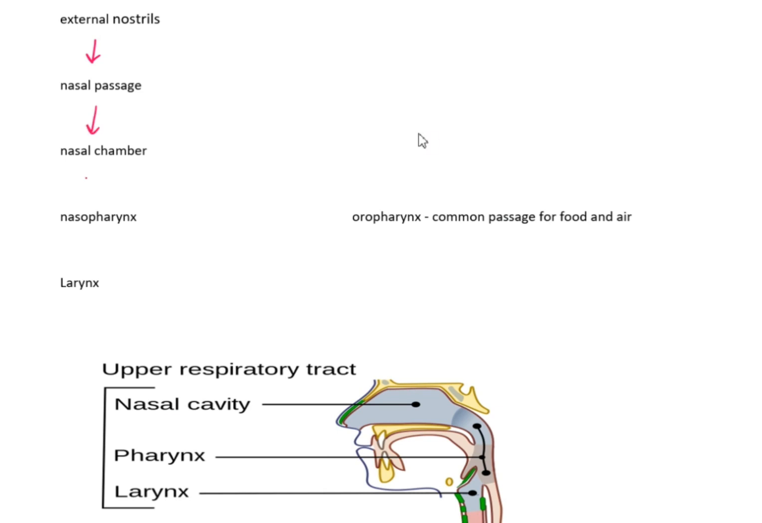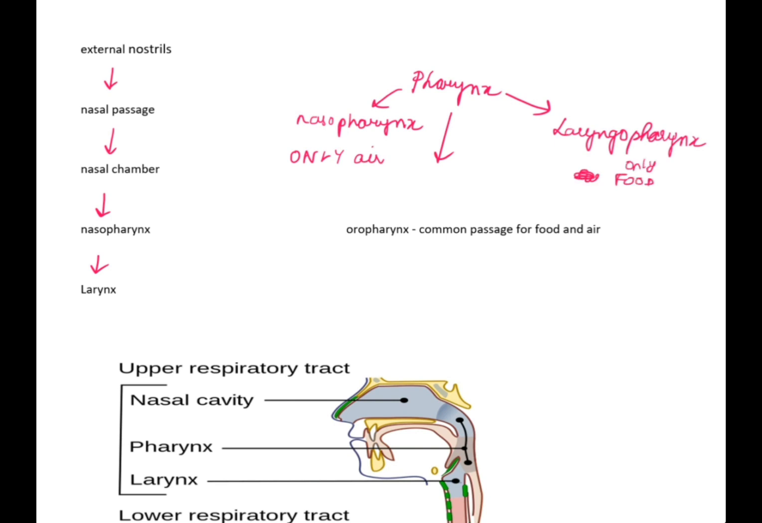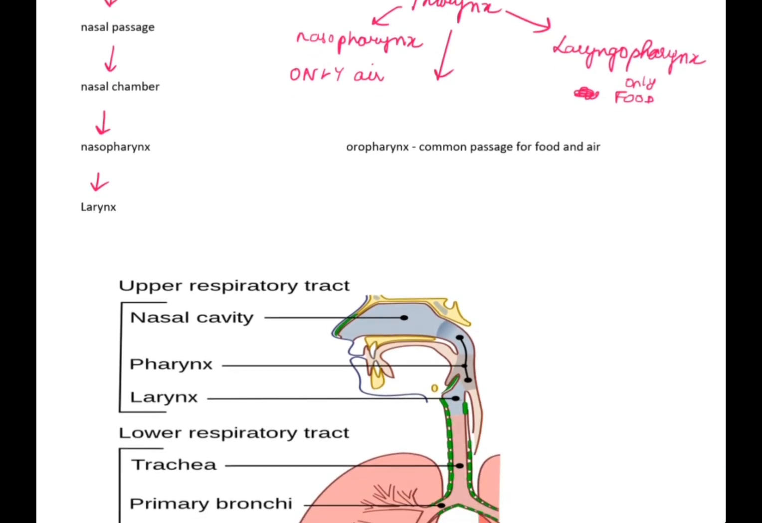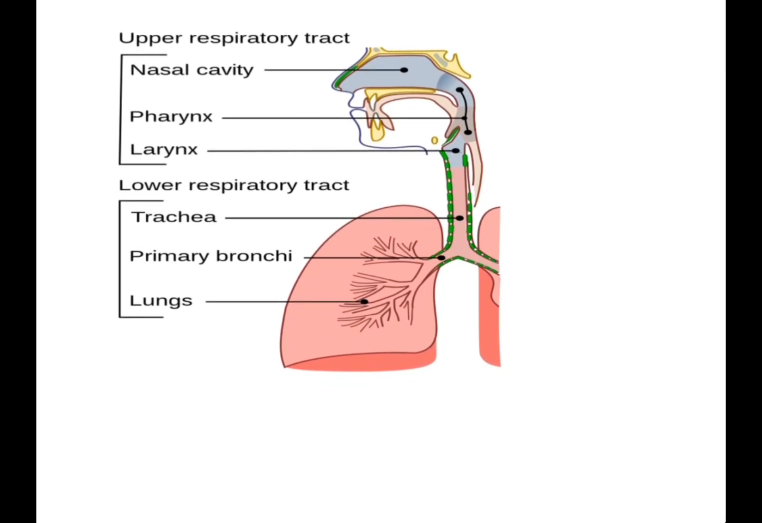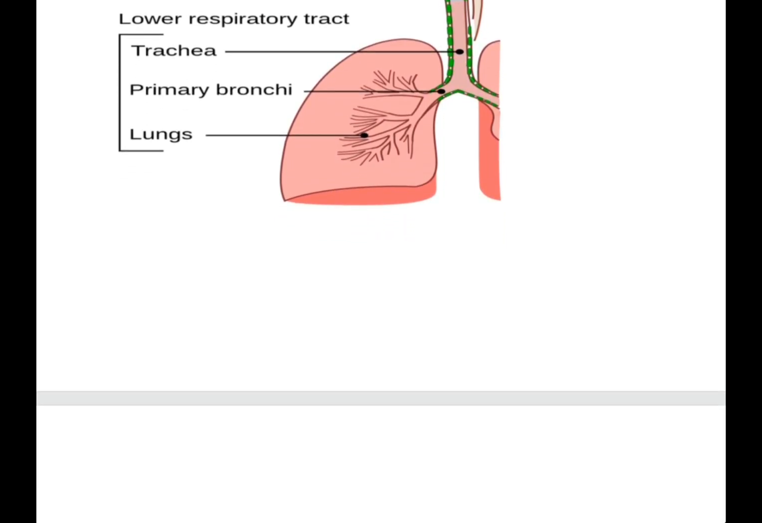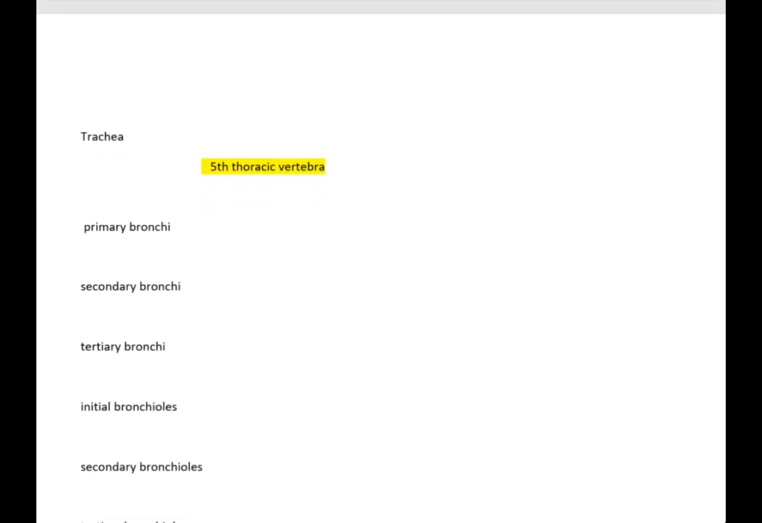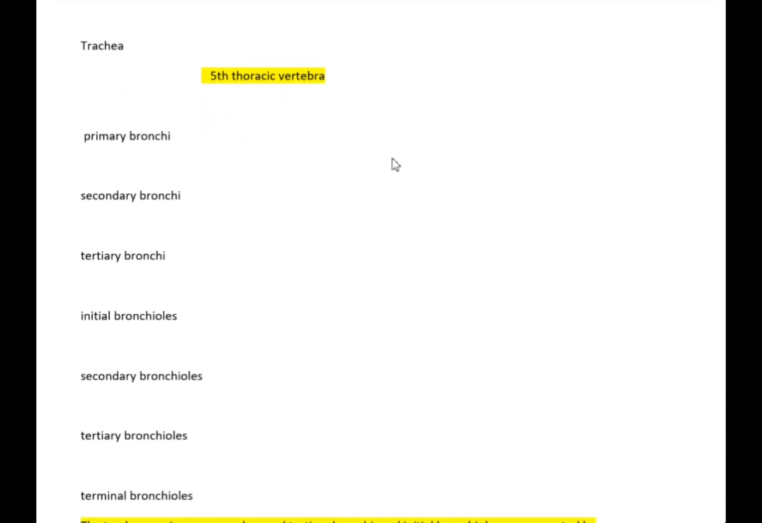So till here it is referred to as the upper respiratory tract. From the larynx it gives way to the trachea. The trachea is approximately 12 centimeters in length. It is a straight tube, the trachea or the windpipe. It divides into a right and left primary bronchi at the level of T5 vertebra, the 5th thoracic vertebra.